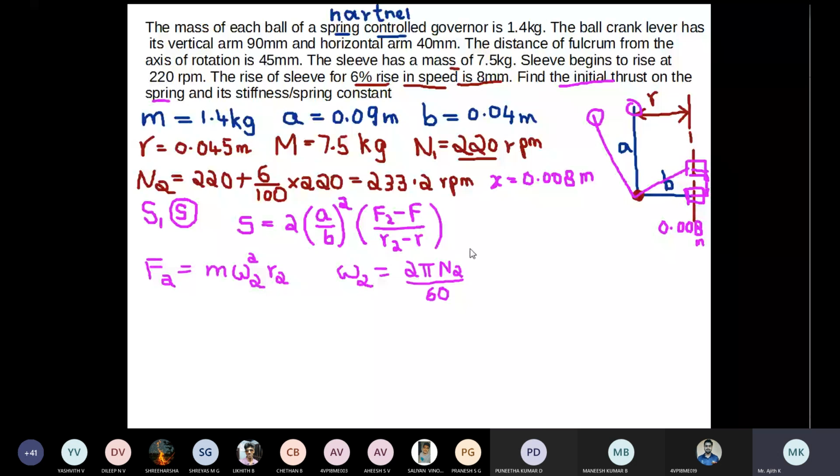N2 value is known, N2 is 233. So you can find out what is omega. Omega 2 value you can find out. Small letter m is given in the question. Small letter m is 1.4 kg. You can keep it in kg only.